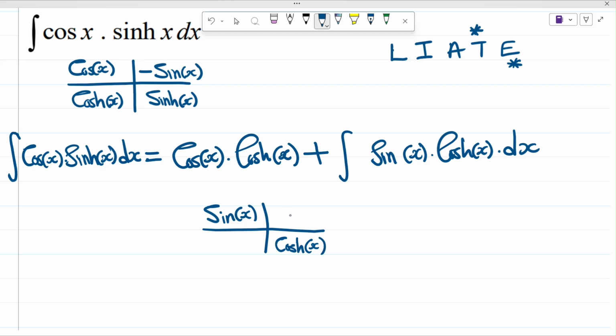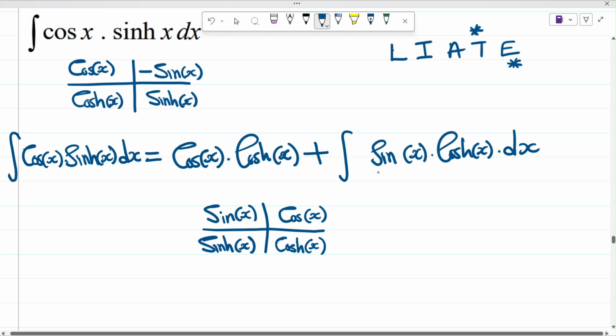So when you differentiate sine x, how much does it become? It becomes cos of x. So this becomes cos of x. And then when you integrate hyperbolic cos of x, how much does it become? It becomes hyperbolic sine of x, of course. All right. Now that we are done with the cross, we apply our integration by parts for this integral.